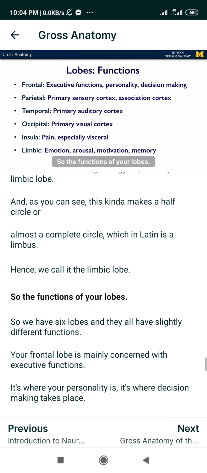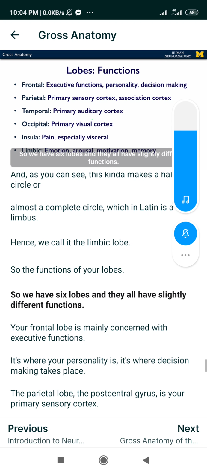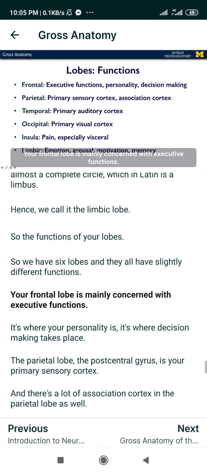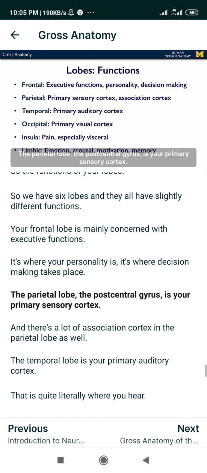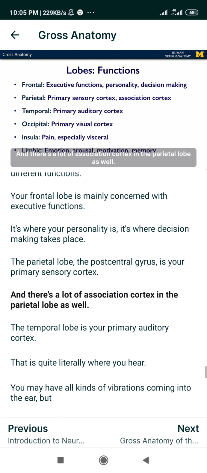So the functions of your lobes. We have 6 lobes, and they all have slightly different functions. Your frontal lobe is mainly concerned with executive functions. It's where your personality is. It's where your decision-making takes place. The parietal lobe, the post-central gyrus, is your primary sensory cortex, and there's a lot of association cortex in the parietal lobe as well.